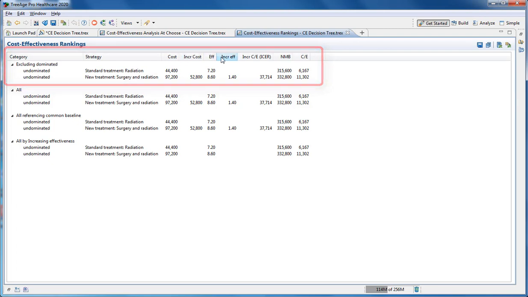It's usual to compare the ISA value to a willingness to pay. If the ISA is less than the willingness to pay, the model suggests a change to the more effective strategy is justified. Conversely, if the ISA is greater than the willingness to pay, then stay with the less expensive strategy. Any dominated strategies would be excluded from the top section of the rankings report, since they could not be optimal.